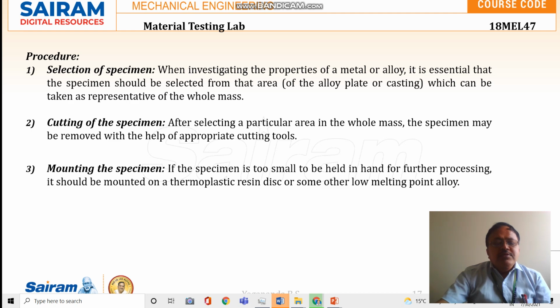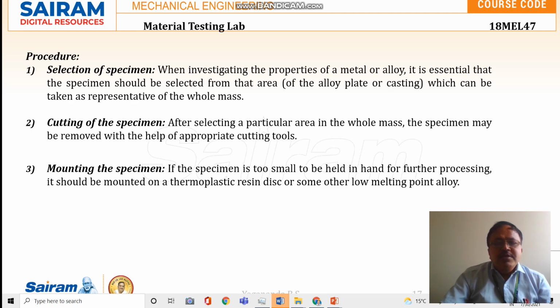Procedure. Selection of the specimen. When investigating the properties of a metal or alloy, you have to make sure that the specimen is selected from that particular category, which can be taken as representative of the whole mass. The specimen selected should represent the whole mass of the particular alloy.